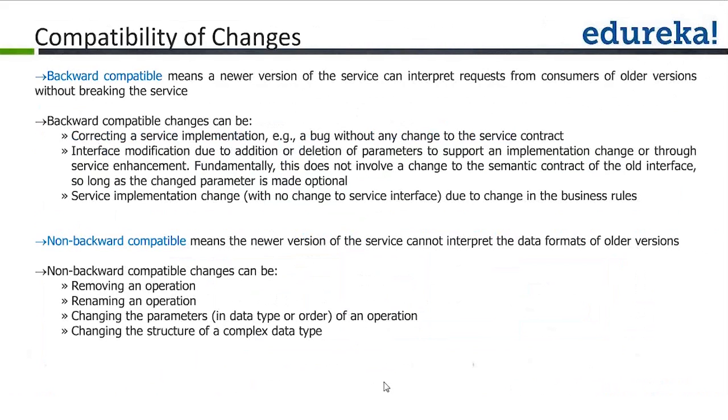But what is a non-backward change? That you remove something which is existing. This will be a non-backward compatible change, right? And you can rename something. So this is non-backward compatibility, which means if we read this line, the new version of the service cannot interpret the data formats of the older versions, right?